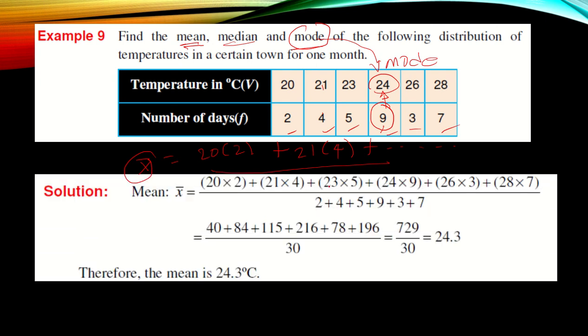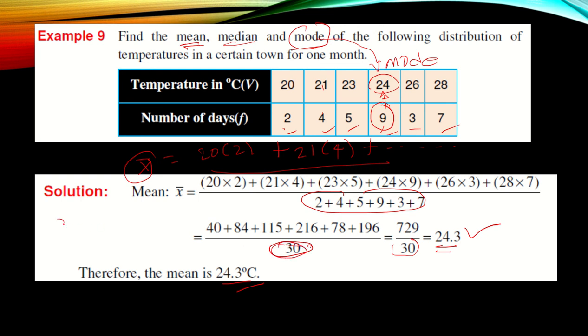So all of them will be added, then divide by the total frequency. The total frequency becomes 30. Then when you divide, it's going to be 24.3. That is the mean. So the mean value will be 24.3. How about the median? To find the median, add the data again. The data become 30. Okay, 30 means it's even number.